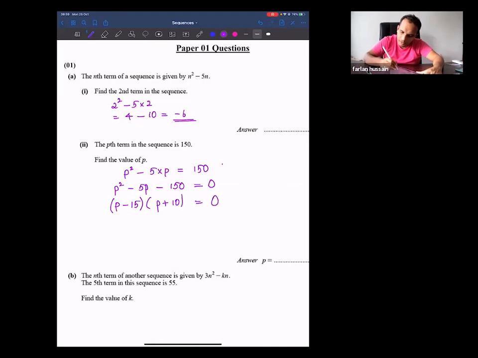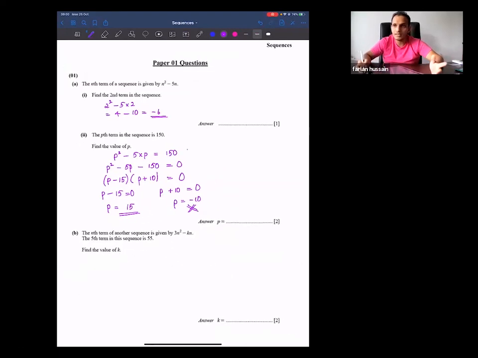So after factorizing, you make each factor equal to 0, p minus 15 equals 0, p plus 10 equals 0. So which means p equals 15 or p equals minus 10. But you know, p is the term number. The term number can't definitely be negative. So it has to be a positive value. So p equals 15. That's the correct value.